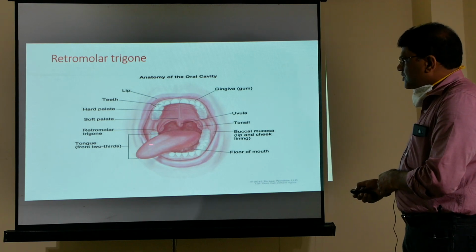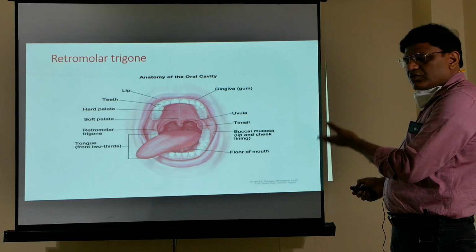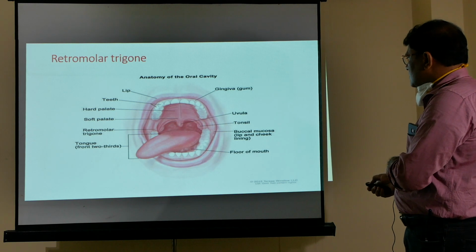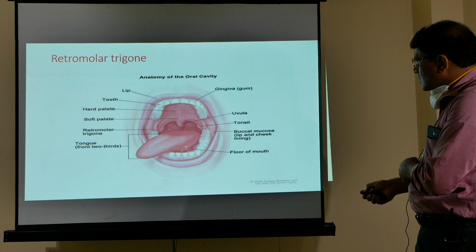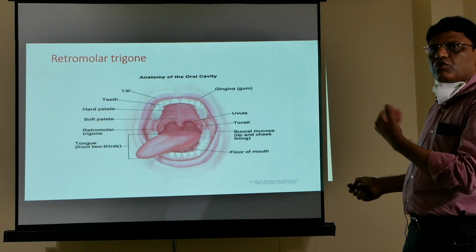The anterior 2/3 of the tongue is a part of oral cavity, posterior 2/3 is a part of pharynx. Here you can see these are the tonsils. This is buccal mucosa, lip and cheek lining, this area, and this area below the tongue and by the side of this dental arch is known as floor of mouth.